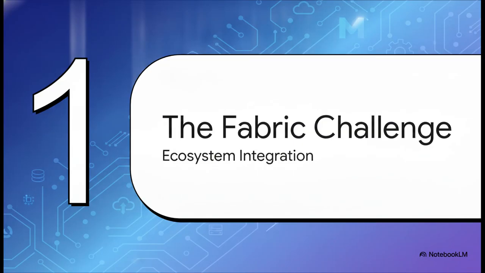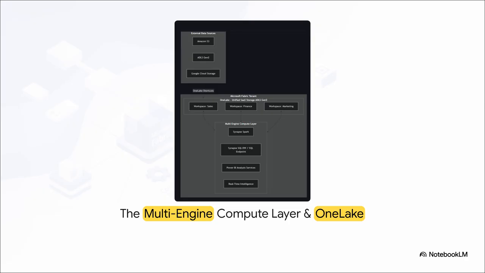All right, kicking things off with Section 1, the Fabric Challenge and Ecosystem Integration. And this brilliantly illustrates the overarching architecture. Notice how your external data sources, whether they're chilling in Amazon S3, Azure Data Lake Storage Gen 2, or Google Cloud Storage, they don't actually need to be moved. No way! They connect via shortcuts straight into OneLake.